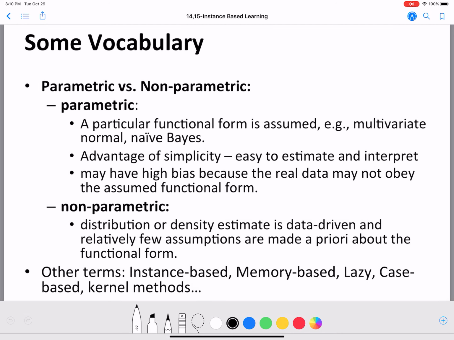Hello everyone, welcome back. In this video, we are going to start our discussion on k-nearest neighbors. And before we start the discussion, we're going to go through some vocabulary to understand different kinds of models and where k-nearest neighbors actually fall. So we're going to introduce another classification of models, parametric versus non-parametric models.